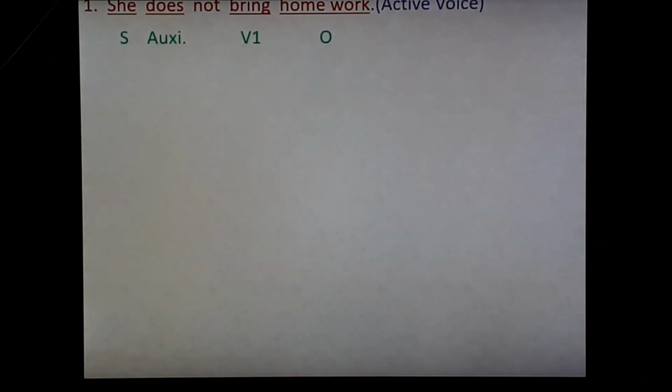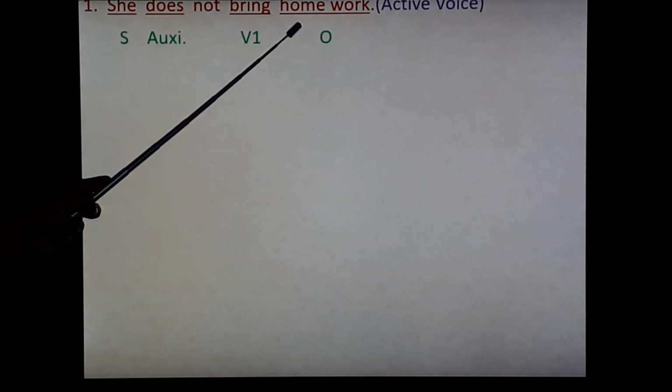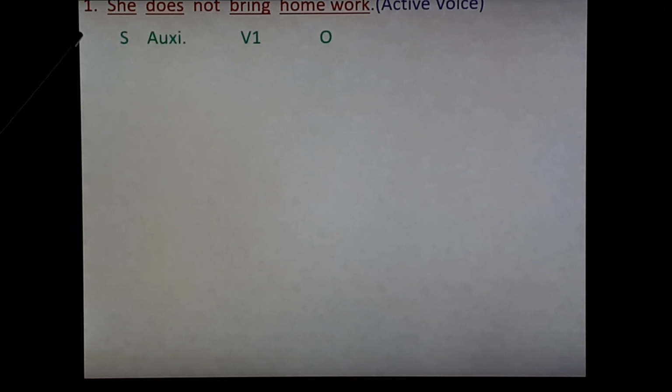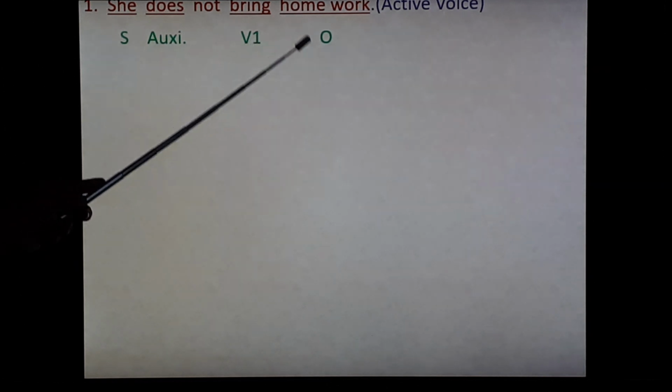First example: She does not bring homework. First of all, the same formula you have to apply. Find out subject, verb, object. So here she is the subject, does is the auxiliary verb or helping verb, not because it is a negative sentence. Here bring is the V1 form, or you can say main verb. And here homework is an object.